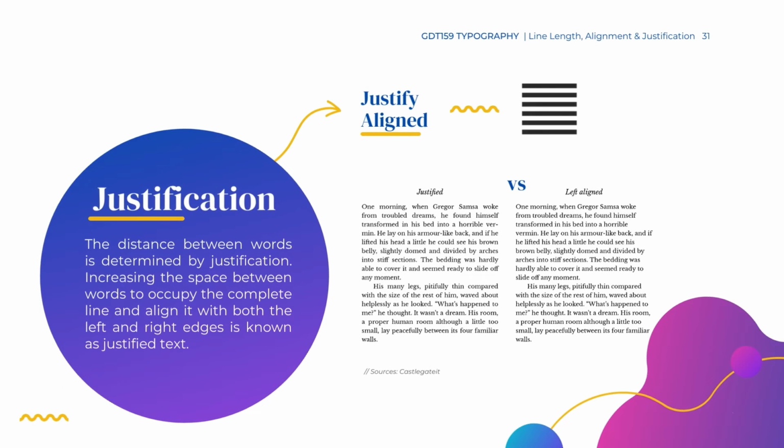Justification. The distance between words is determined by justification. Increasing the space between words to occupy the complete line and align it with both the left and right edges is known as justified text. Let's have a look on the right side. The sample of justify align. You can see on the left is justified versus on the right is left align.